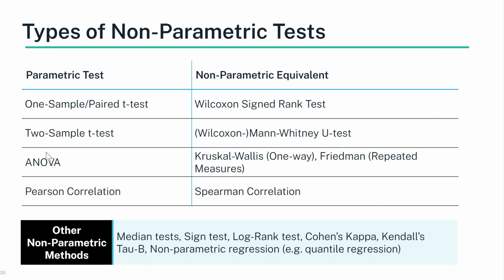So you can see here, for a lot of the common tests, there are non-parametric equivalents. Your one sample and paired t-tests have the Wilcoxon signed rank test. Two sample has the Mann-Whitney U-test. ANOVA has Kruskal-Wallis when you're dealing with factorial type designs, and the Friedman for repeated measures type designs. And then for Pearson's correlation, you have the Spearman correlation as an analogous useful test.